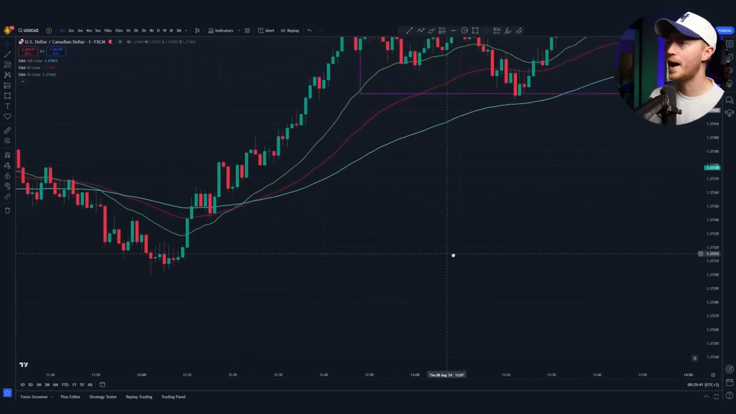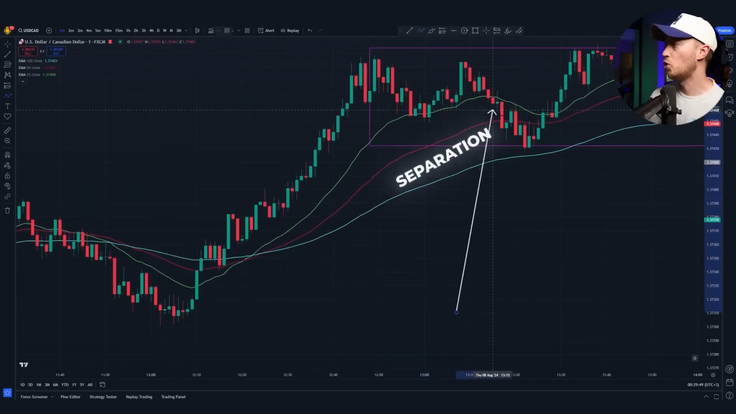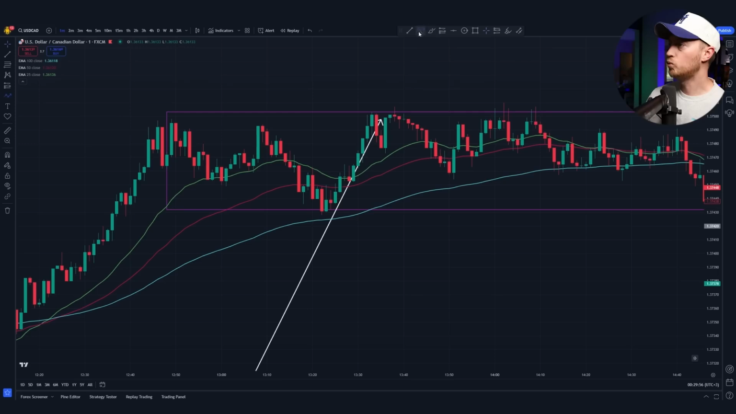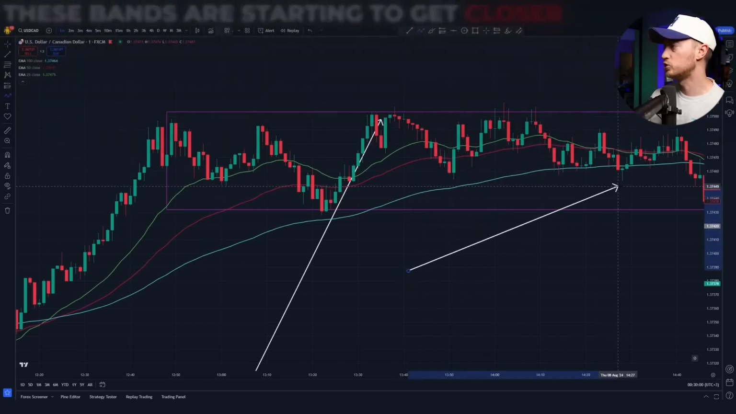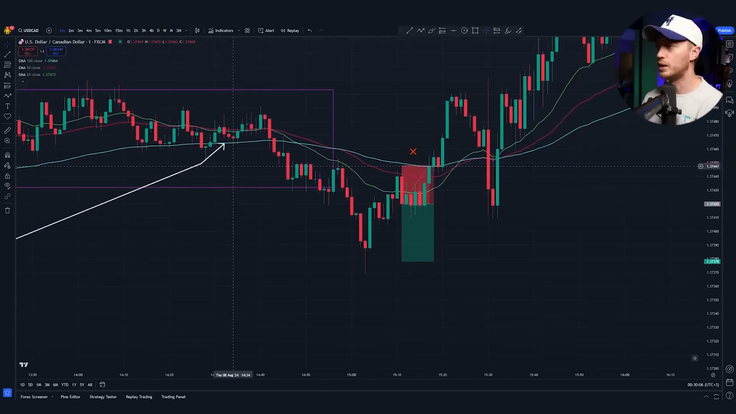Now, if we go back, we had a pretty good trend here. Look, we had separation right here. We had a pullback right here. That's an entry. That's a winning trade right there. But then what starts to happen? These bands are starting to get closer together, closer together. We're no longer seeing a trading opportunity until we come over here.